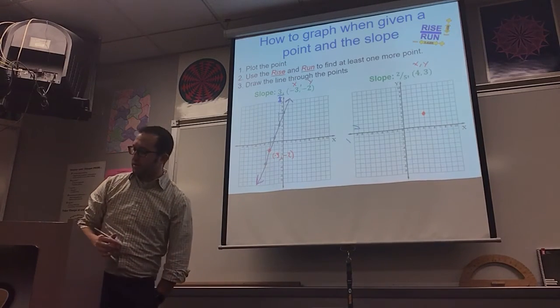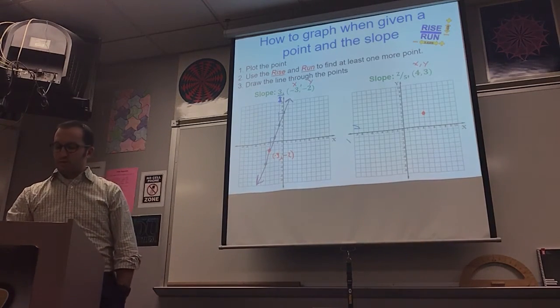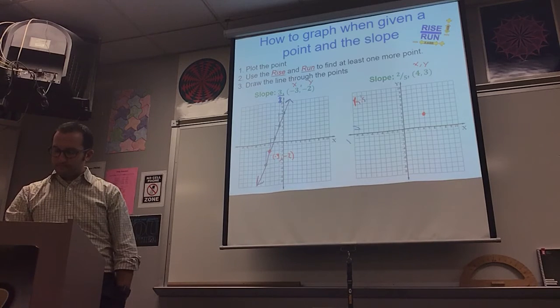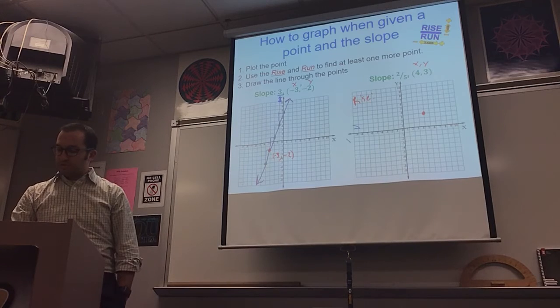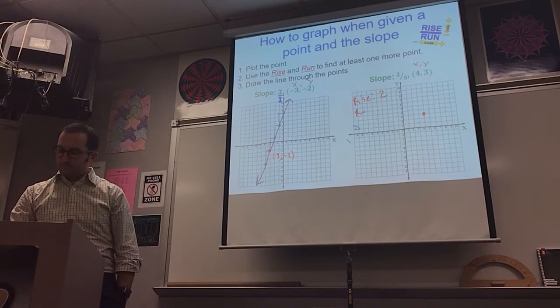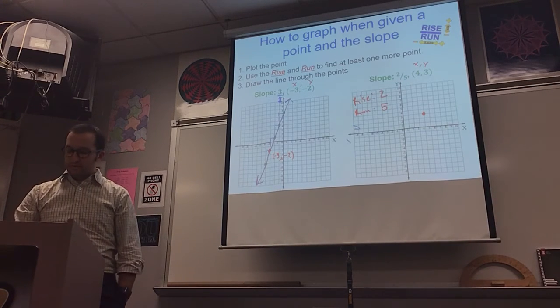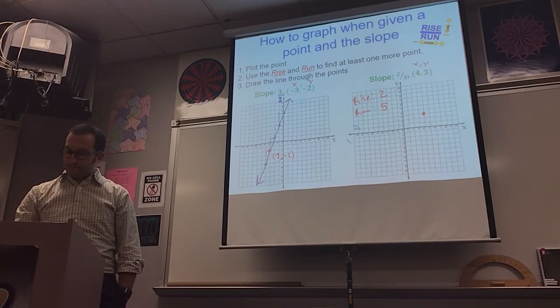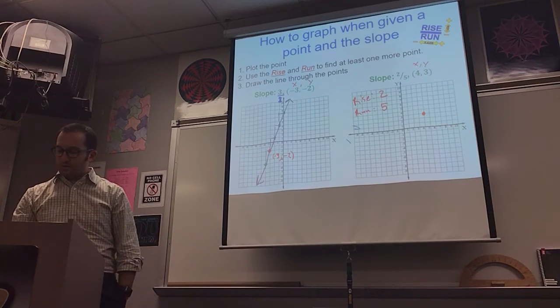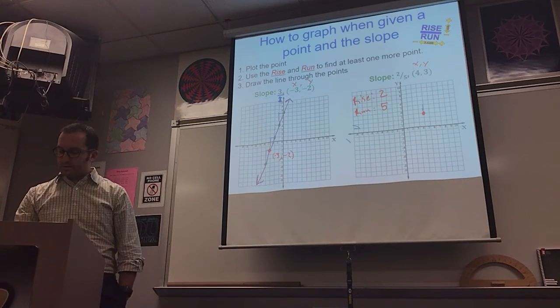Well, what's our slope here? What's our rise? Up 2. What's our run? 5. So let's plot that, please. So our rise is 2, up 2, and we run 5. 1, 2, 3, 4, 5.